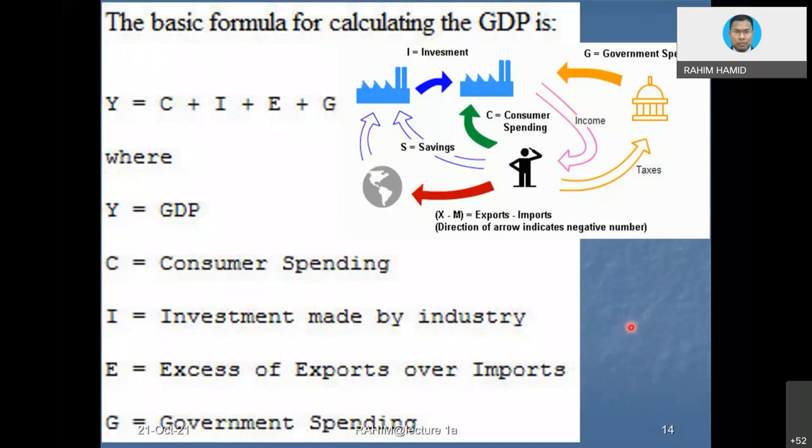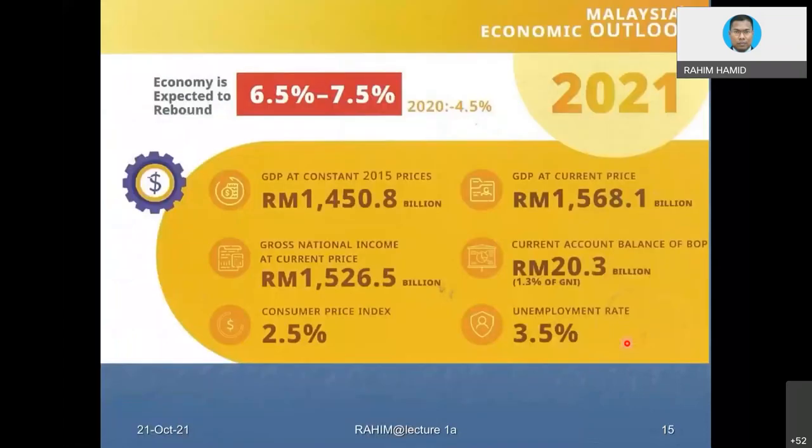And GDP is normally mentioned in terms of percentage. What does percentage mean? Let's say, how much is GDP? If you add up C plus I plus E plus G, that would end up being around 1.4 trillion. That is how big our GDP is. Okay, let's say for this year, we spend 1.45. For next year, we spend 1.5. You take the difference between those two and divide it by the original value, and you will get the percentage. So GDP growth is in terms of percentage.